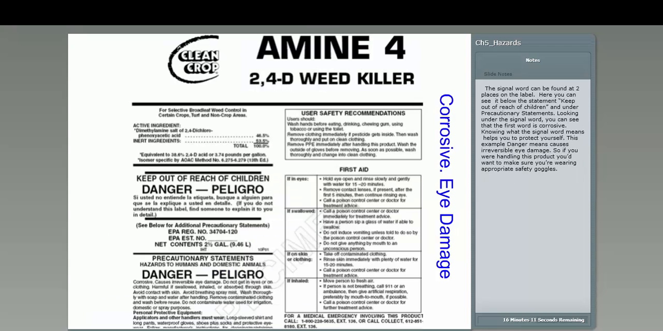The signal word can be found at 2 places on the label. Here you can see it below the statement, keep out of reach of children, and under precautionary statements. Looking under the signal word, you can see that the first word is corrosive. Knowing what the signal word means helps you to protect yourself. This example, danger, means causes irreversible eye damage. So if you were handling this product, you'd want to make sure you're wearing appropriate safety goggles.